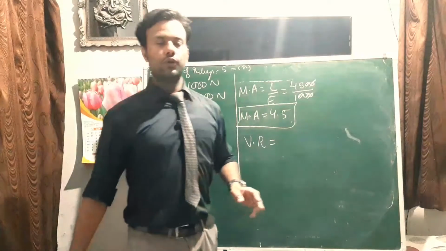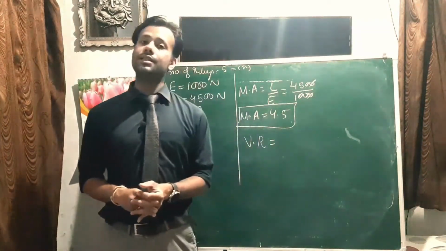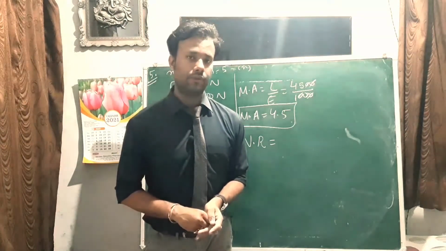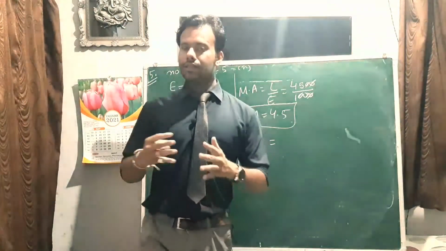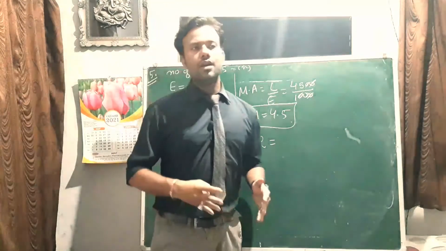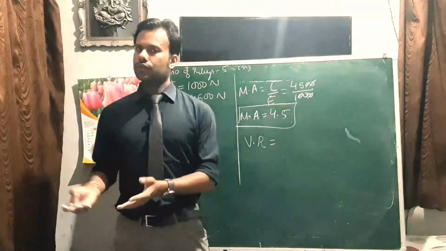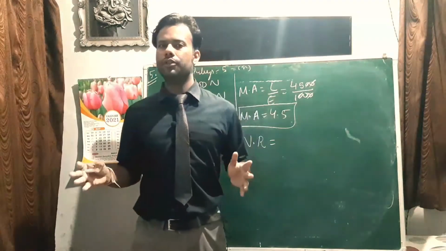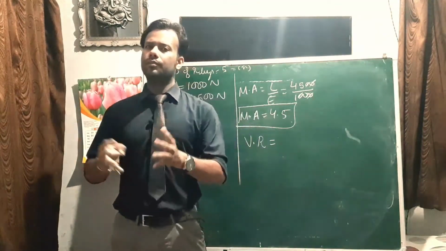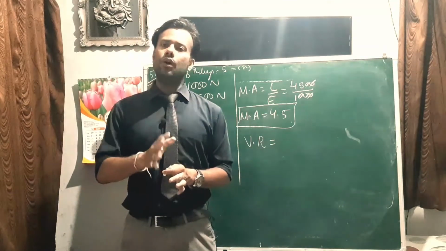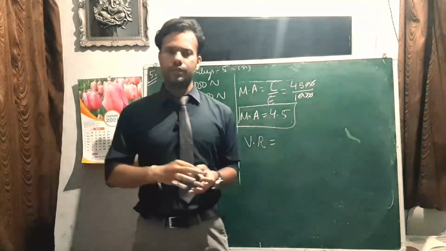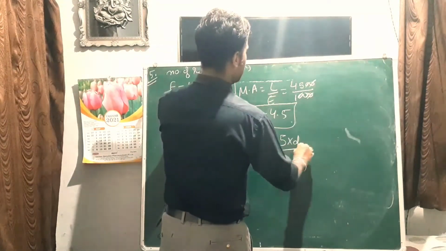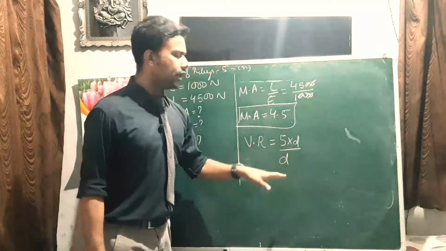Now velocity ratio. I told you, velocity ratio depends upon the distance traveled by the load and the distance traveled by the effort, right? The distance traveled by the effort or the load has nothing to do with the mass of the string, mass of the pulleys, or the friction present between the axle of the pulley and the pulleys, right? So it is always equal to the number of pulleys. So what will be the VR? It will be 5 into D upon D. Why is it 5 into D? I told you.